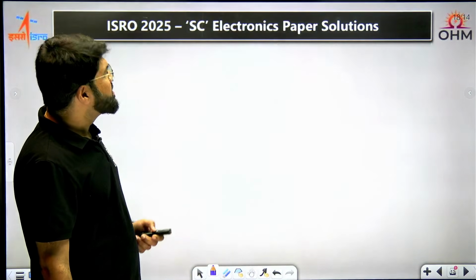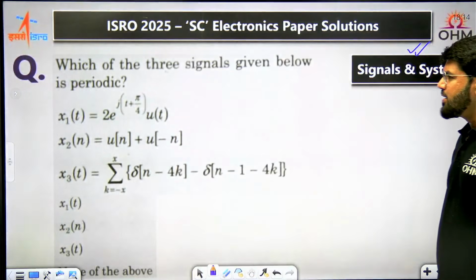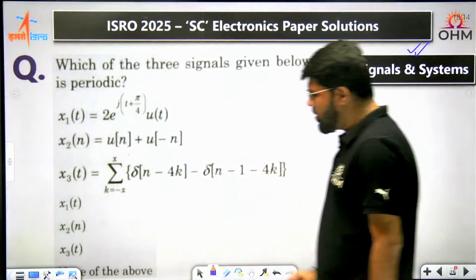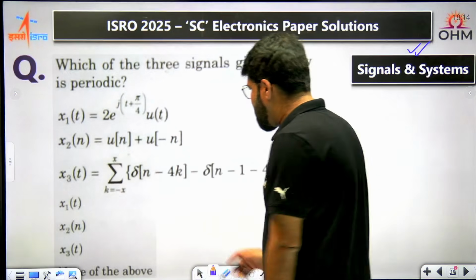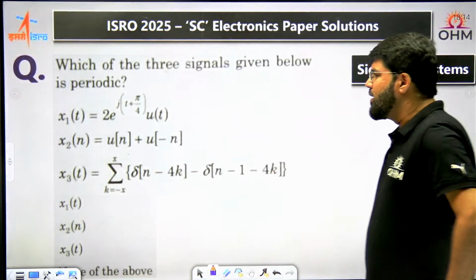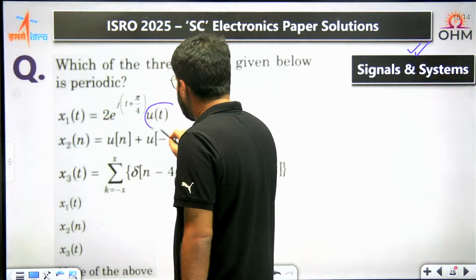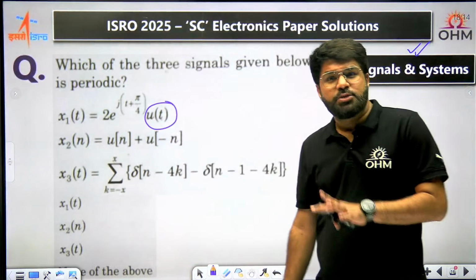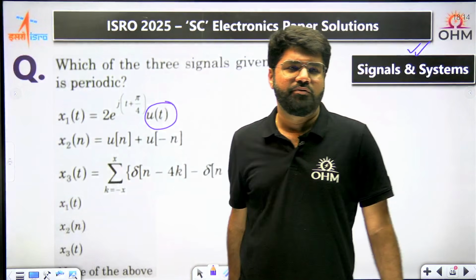Now going towards signals and systems. Which of the following 3 signals given below is periodic? X1, X2, X3, or none of the above. So see, there have been some typo errors in the paper possibly, that you can understand. Now see, this signal which is multiplied by u(t) is going to be aperiodic. Because when I say periodic, it means pure periodic, and for a signal to be periodic, it has to be periodic from minus infinity to infinity.